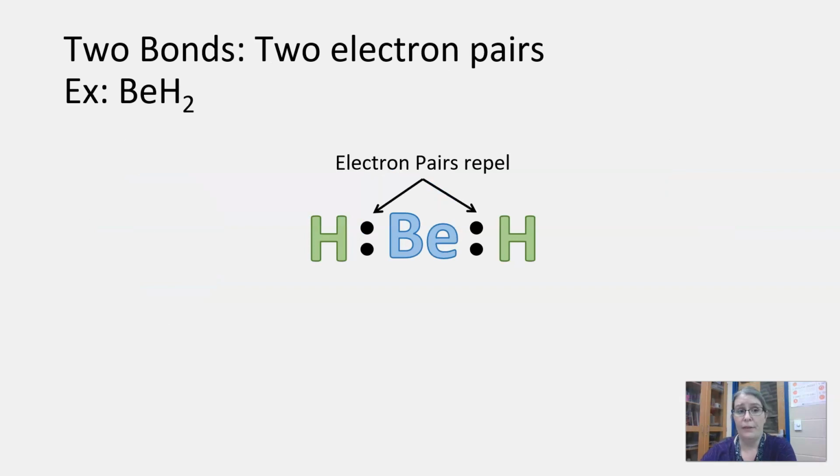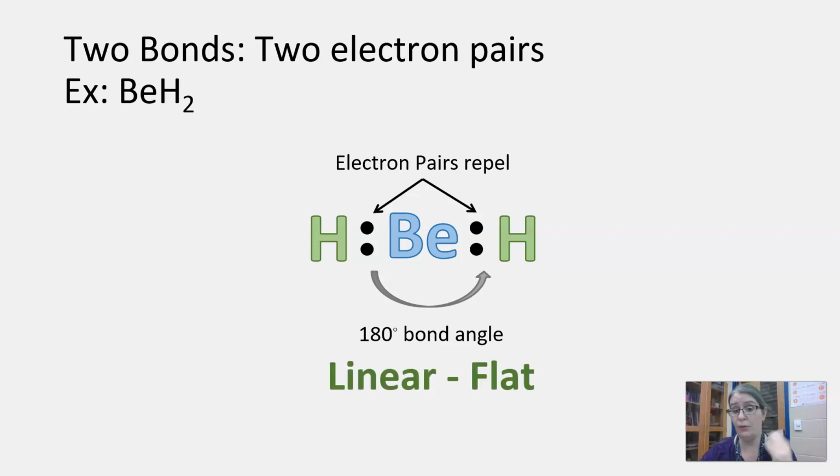So we're going to start by looking at the simplest case, 2 bonds, which means we have 2 electron clusters or 2 electron pairs or 2 electron areas. An example here would be beryllium dihydride. Those bonding pairs on the beryllium are going to try to repel each other and get as far apart as they possibly can. The farthest they can get is 180 degrees away from each other. And that means that this molecule looks like a line.